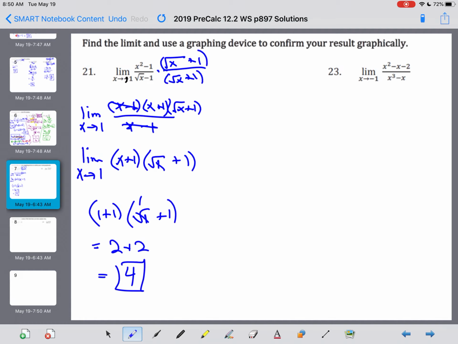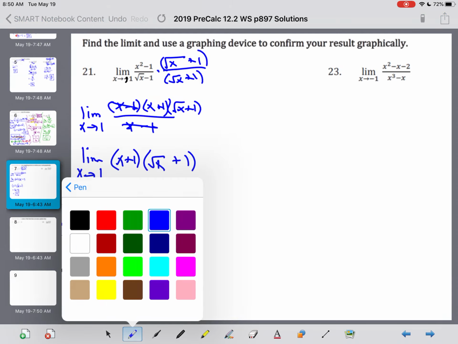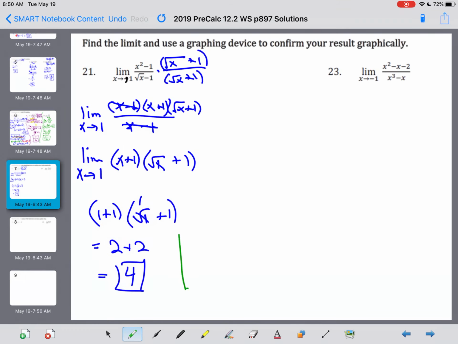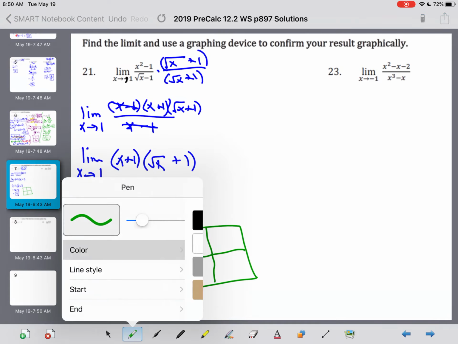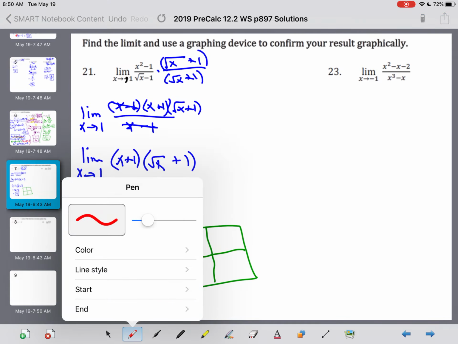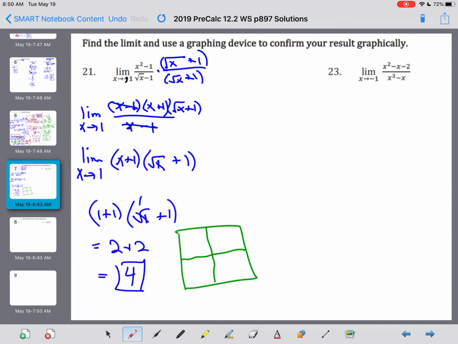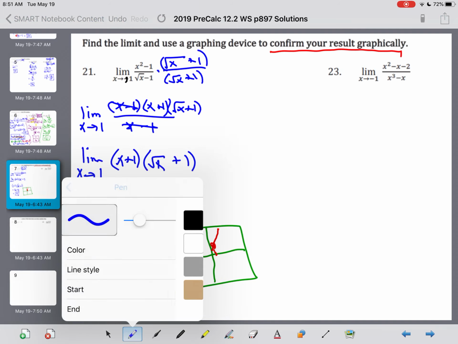Now when we graph this, I have already plugged it in my calculator. So when I graph this, I'm going to whip up a little screen here. So here are my axes. And then my graph looks kind of like a line for some reason. So it kind of looks like this. So at 1, it does exist. Okay, so it does seem to confirm our result. Alrighty, let's take a look at the next one here.